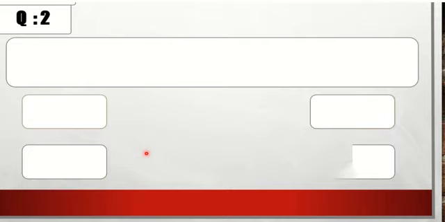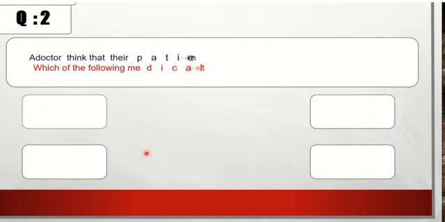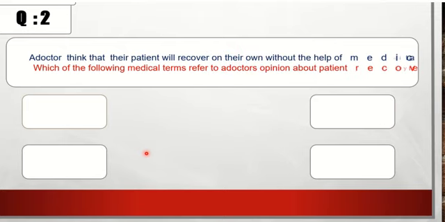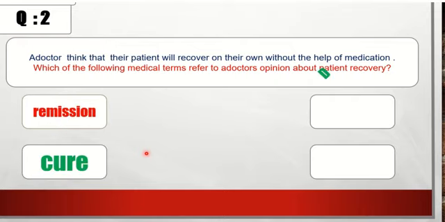Question 2. A doctor thinks that their patient will recover on their own without the help of medication. Which of the following medical terms refers to a doctor's opinion about patient recovery? Remission, cure, diagnosis, prognosis.